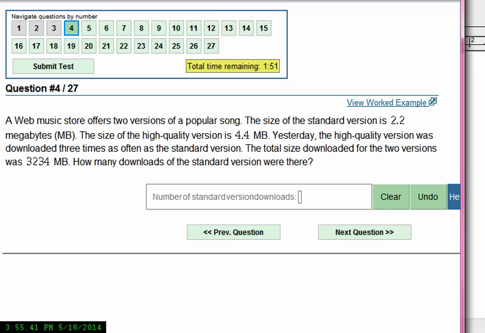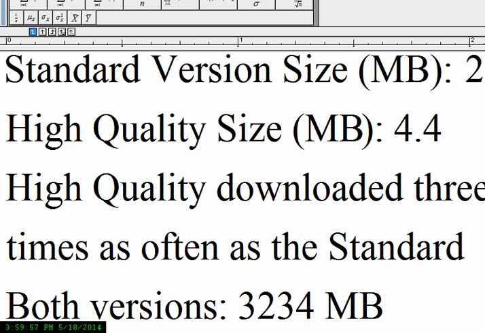So let's go out to MathType to capture the information that they've given us here in ALEKS. In MathType, I've typed in that the standard version size was 2.2 megabytes, the high quality was 4.4, and then the high quality was downloaded 3 times as often as the standard. Both versions were downloaded a total of 3234 megabytes, and so they want to know how many downloads there were for the standard version.